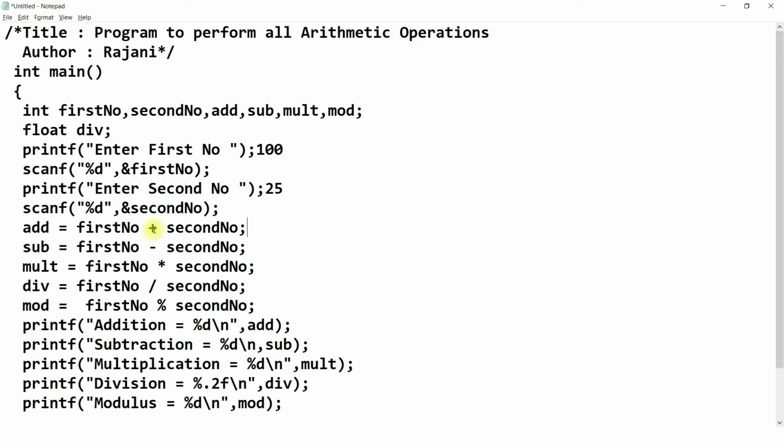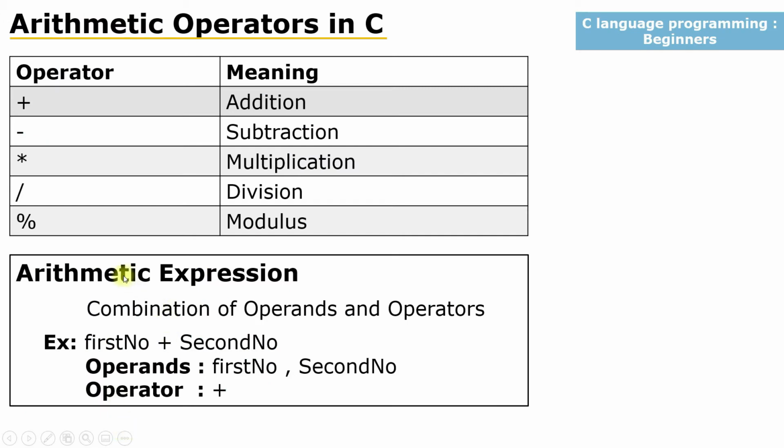So, what is the arithmetic operation we are doing in this statement? Addition. Here we are doing the arithmetic operation subtraction. Here multiplication, division and modulus. So, an arithmetic expression is a combination of operands and operators.